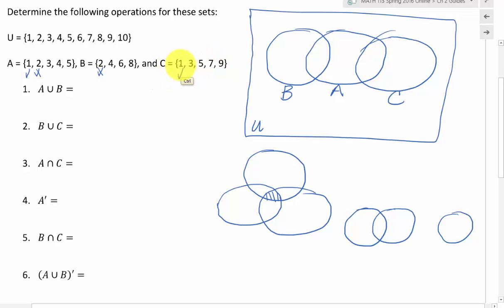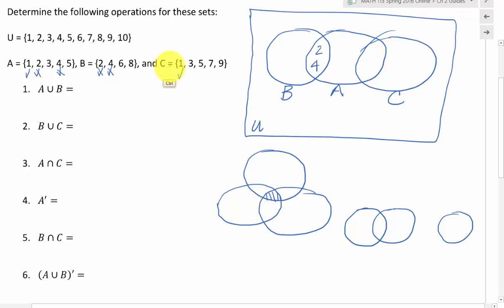So I know that set A has the numbers 1, 2, 3, 4, 5. B has 2, 4, 6, 8. So I know 2 was in common. And then I see that I also have 4 in common between sets A and B. So between A and B, in the intersection part, I can write the number 2 and the number 4.